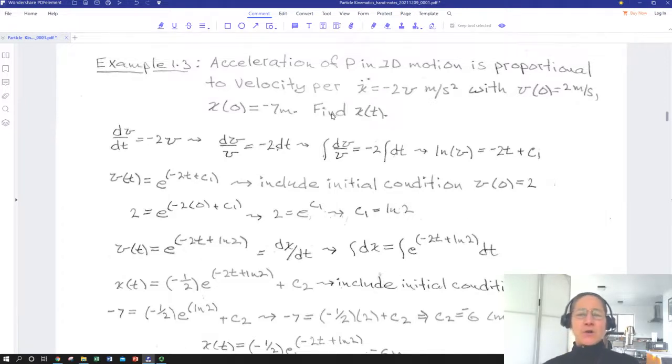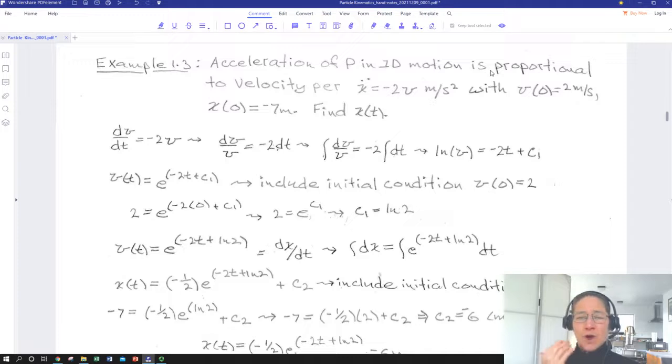So we can invoke our definitions of acceleration and velocity in unique ways. We'll end up using the chain rule to make some handy expressions to mix up our acceleration, velocity, position relationships. So in this case, we're given acceleration of point P in 1D motion, rectilinear.